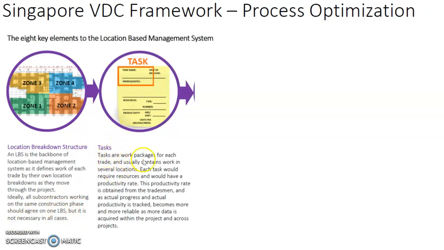Tasks are work packages for each trade and usually contain work in several locations. Each task would require resources and would have a productivity rate. This productivity rate is obtained from the workers or the tradesmen, and actual progress and actual productivity are tracked. And it becomes more and more reliable as more data is acquired within the project and across the projects.